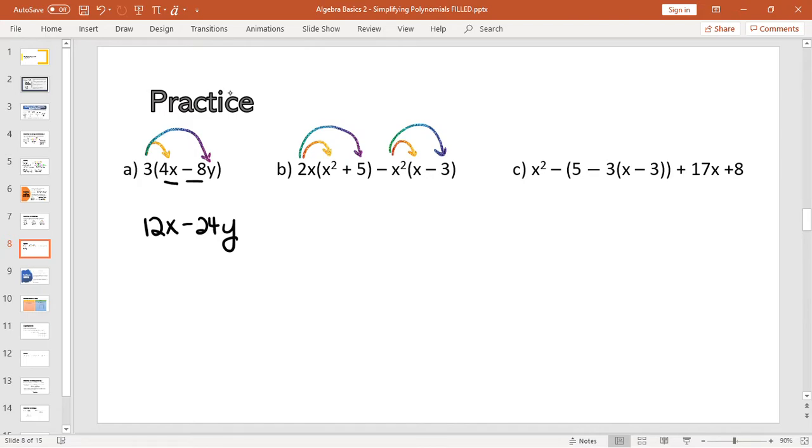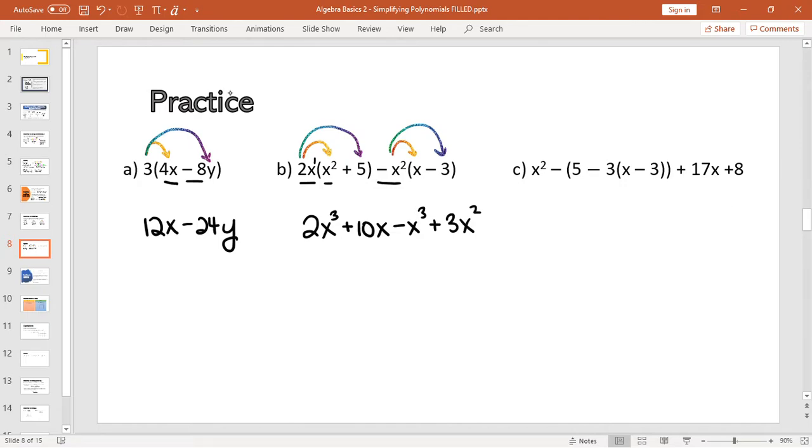For b, 2x times x squared. The 2 stays. It becomes x^3 because you're adding the 1 to the 2. And then 2x times 5. The 5 and the 2 interact to make 10. And the x comes along for a ride. Negative x squared. And notice I'm taking that negative with it. Times x. Same thing. 2 plus 1. Negative x cubed. Okay. And then negative x squared times negative 3. 2 negatives make a positive. And the x squared stays, positive 3x squared.